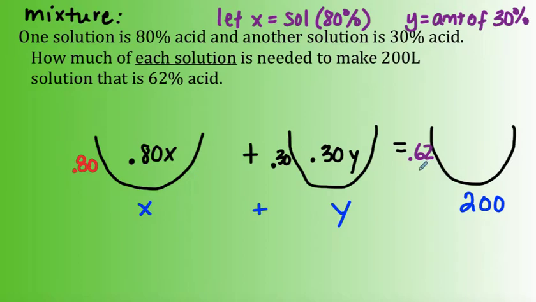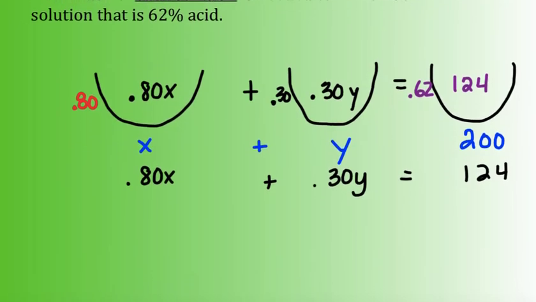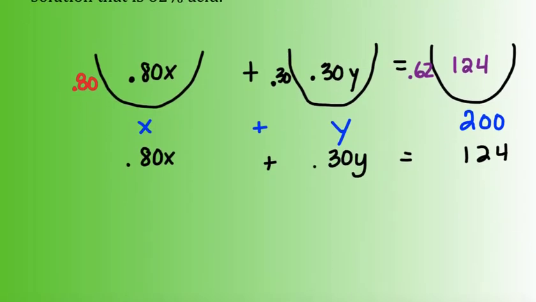So I have to multiply. Mix means multiply. So 0.62 times 200 gives me 124. And then what's in the bowls is your second equation. So I'm going to write it right here: 0.80x plus 0.30y equals 124. All right, well, I don't really like to work with decimals, so there's my 2 equations.